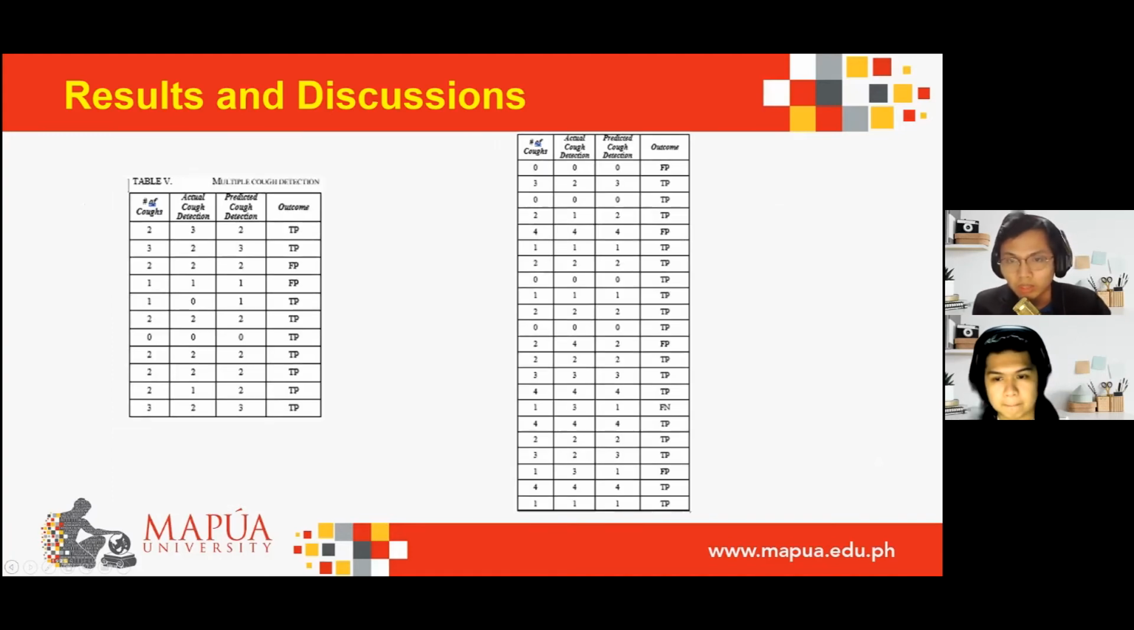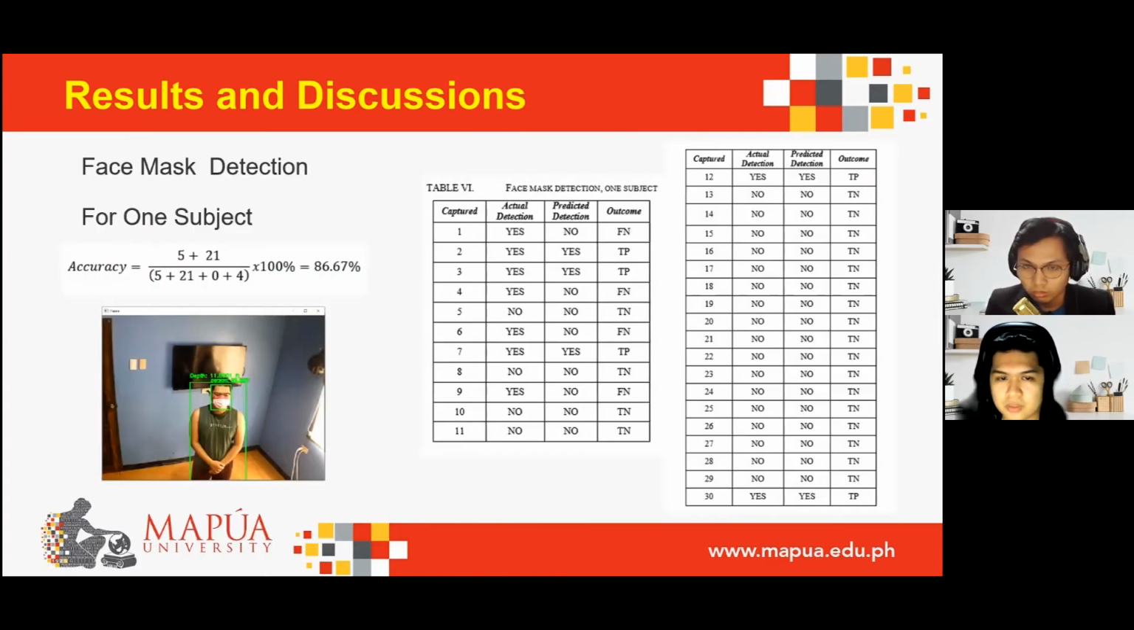So table 4 shows the 50 trials of the cough mapping detection, wherein it garnered 82%. And for table 5, the multiple cough detections, wherein the actual number of coughs is recorded here. For the face mask detection as well as distance detection, we believe that having a table with a different number of subjects can determine how accurate the detection is.